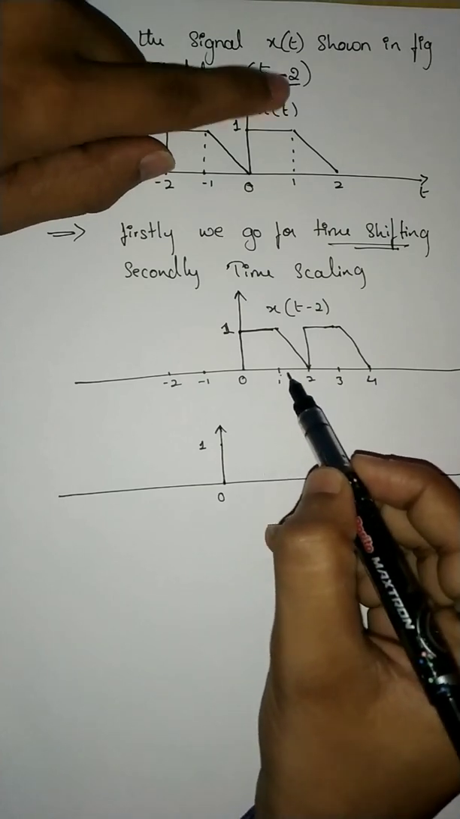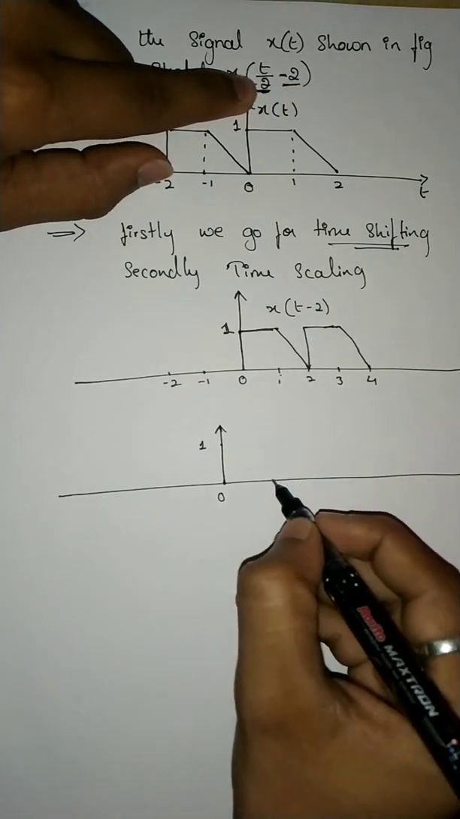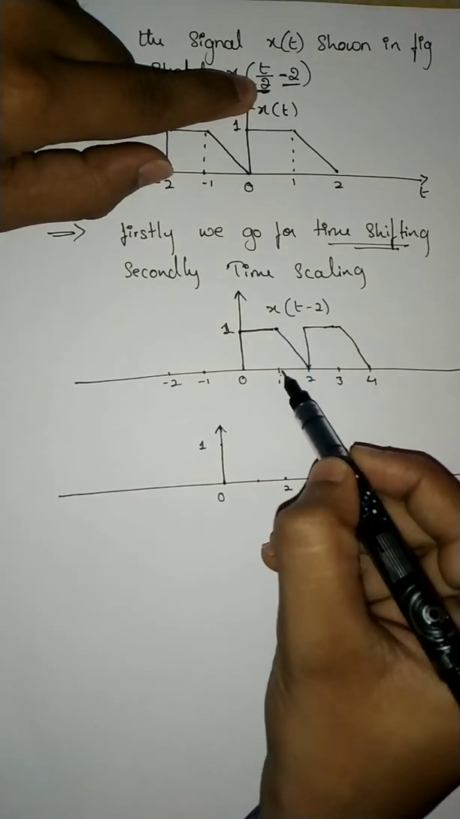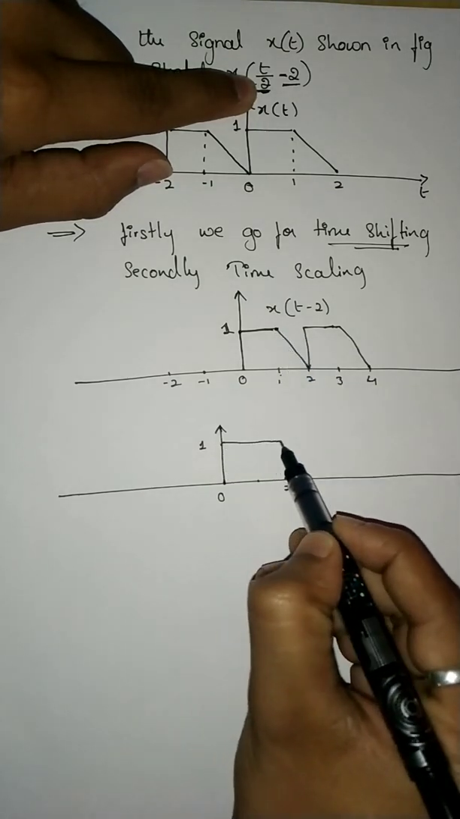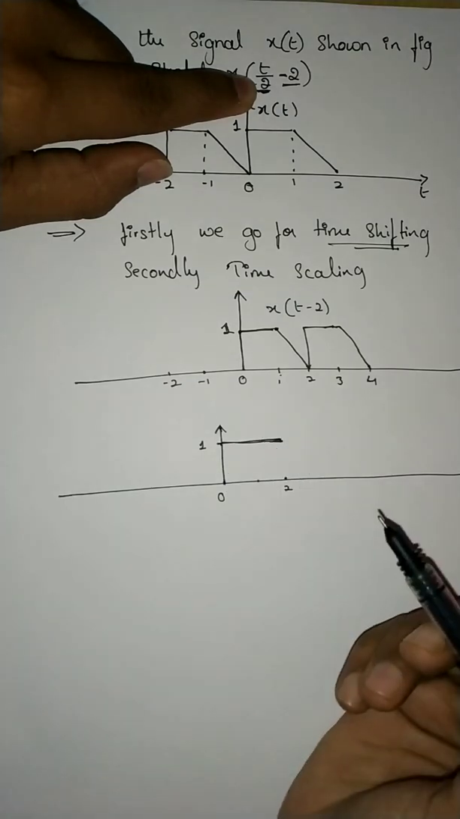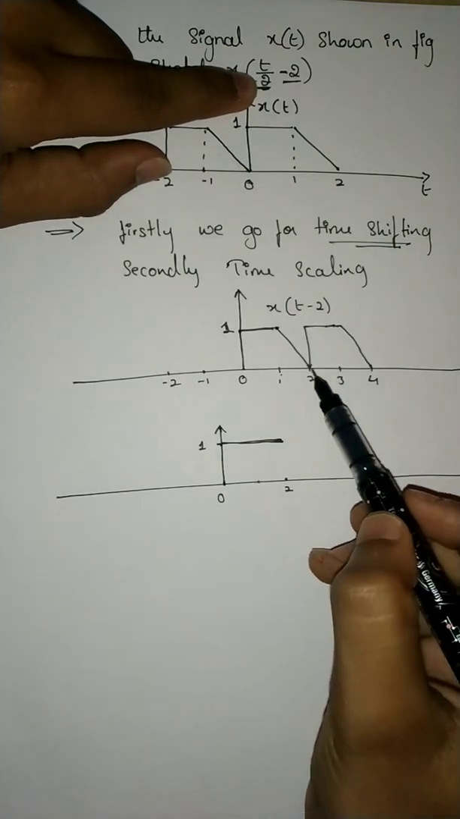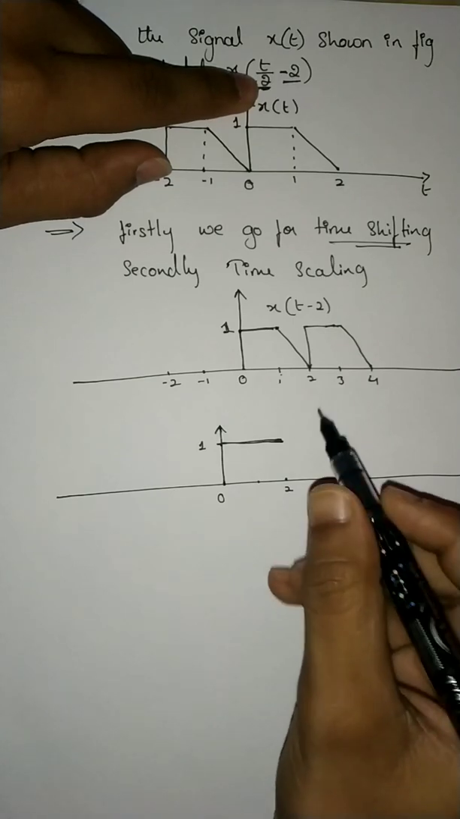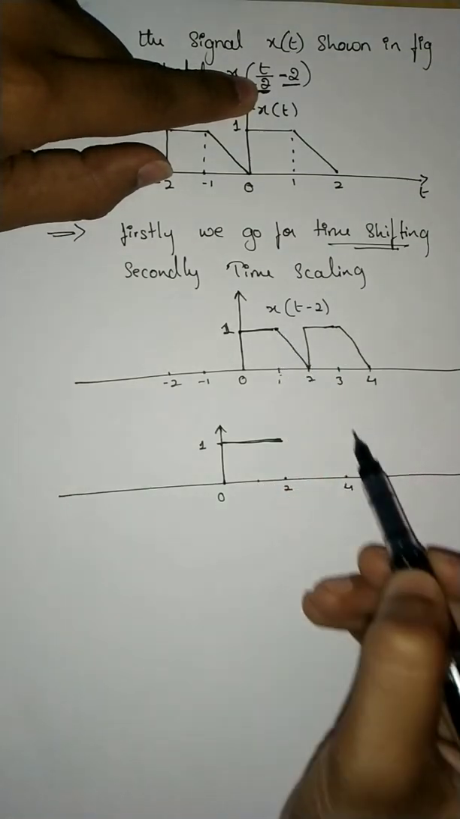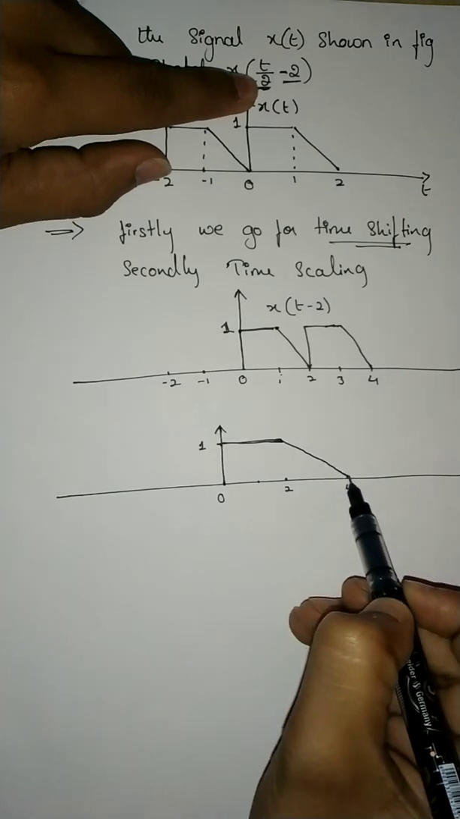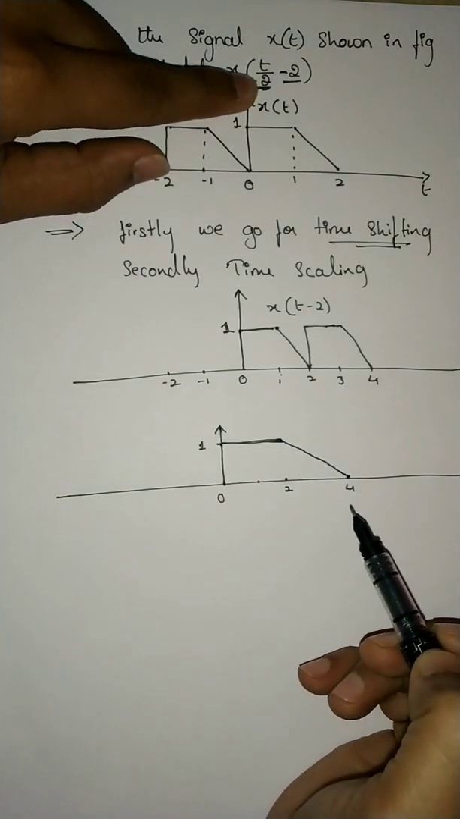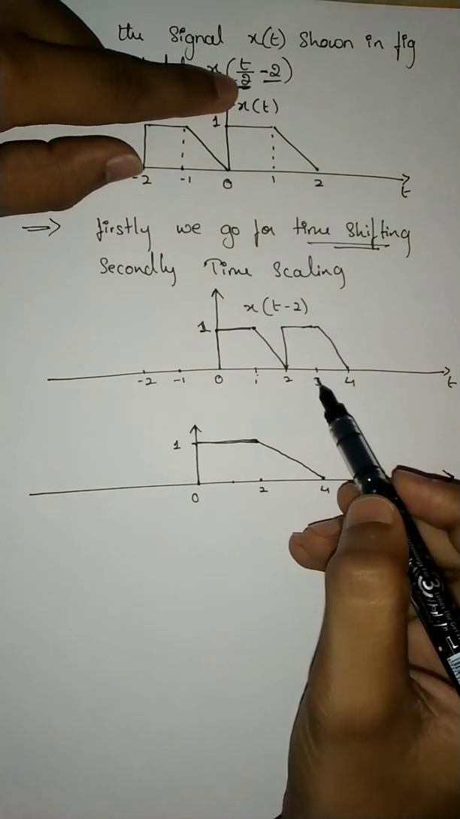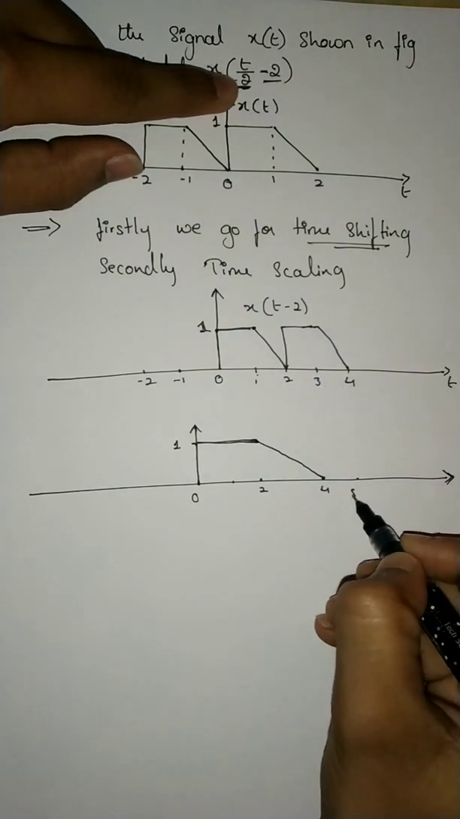And 1 into 2 is 2. Now the amplitude which appeared at 1 is shifted to 2. Okay. And 2 into 2 is 4. The signal used to end at 2. Now it is going to end at 4. Okay. And now 3 into 2 is 6.